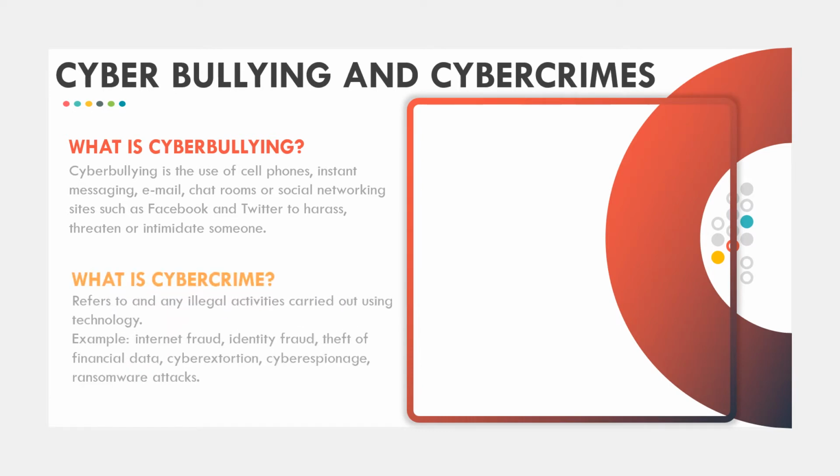What is cybercrime? Cybercrime refers to any illegal activities carried out using technology. Examples are internet fraud, identity fraud, theft of financial data, cyber extortion, cyber espionage, ransomware attacks, and many other forms of crimes using technology. Cyberbullying and cybercrimes have been an ongoing threat in this digital age.